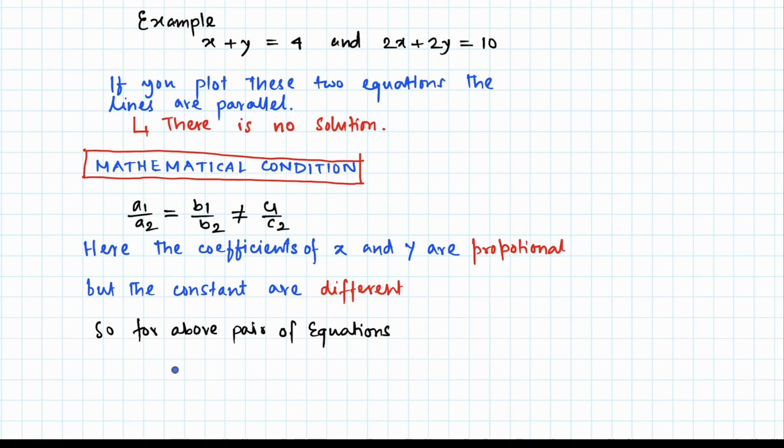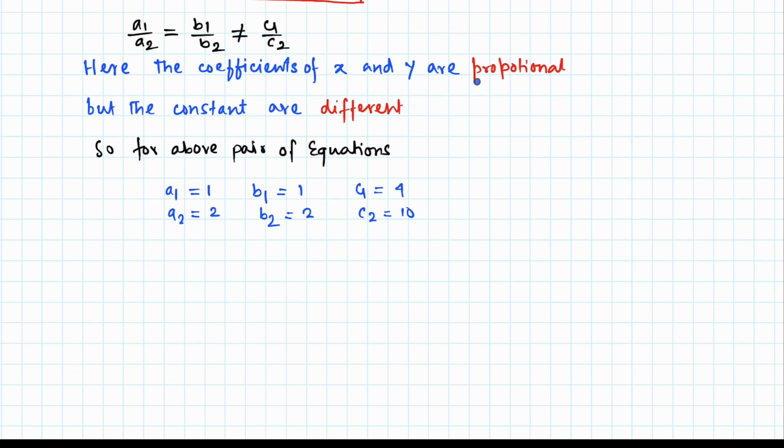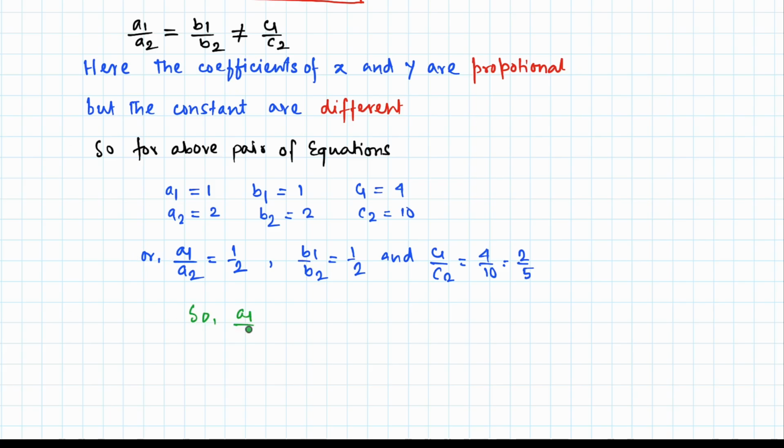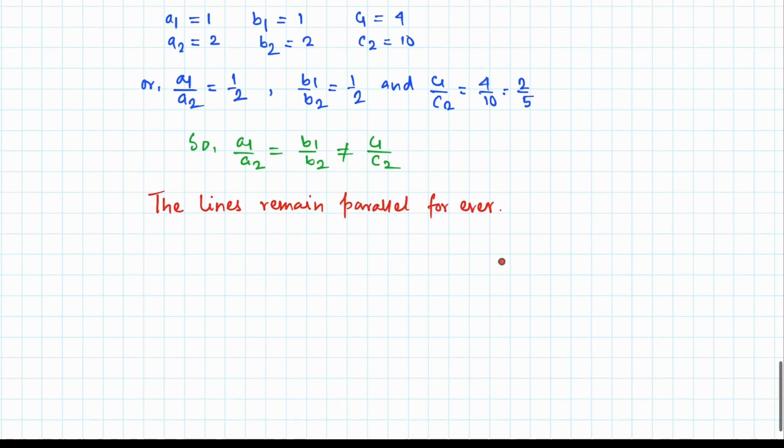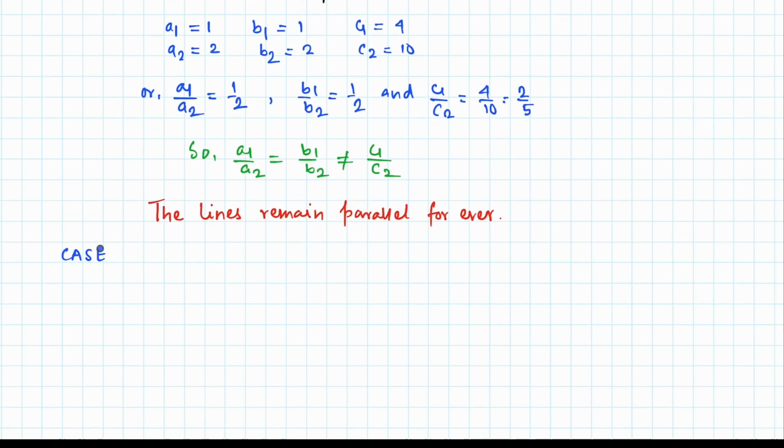So for our pair of equations, a1 equal to 1, a2 equal to 2, b1 equal to 1, b2 equal to 2 and c1 equal to 4 and c2 equal to 10. So let's calculate a1 by a2 which is half, b1 by b2 which is half, c1 by c2 is 4 by 10, that is 2 by 5. So what we conclude, a1 by a2 equal to b1 by b2, they are proportional, but c1 by c2 is different. So the lines remain parallel forever and we will not get any solution out of these equations.